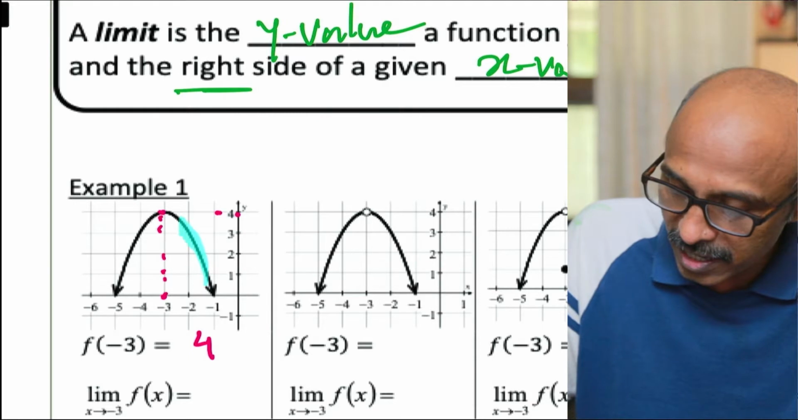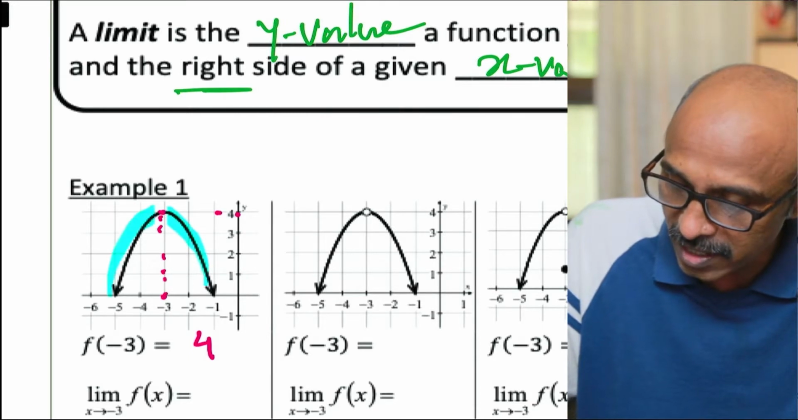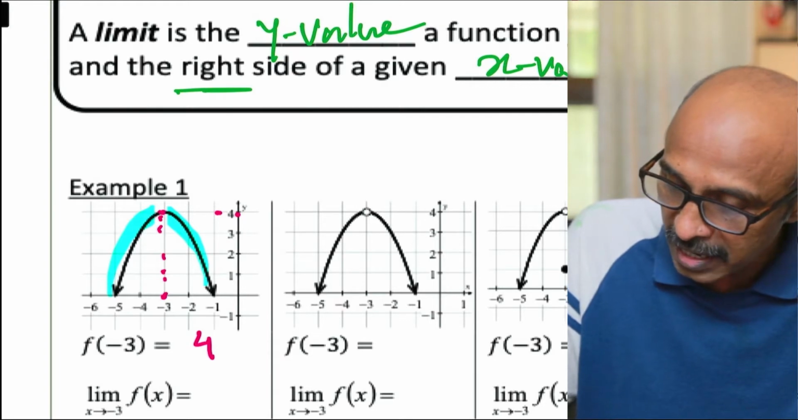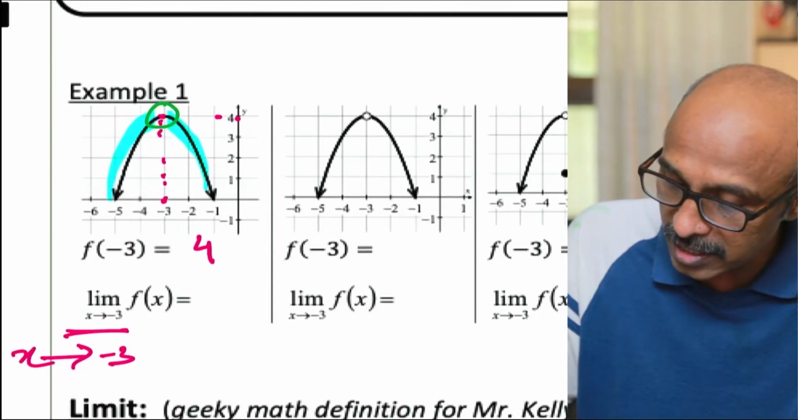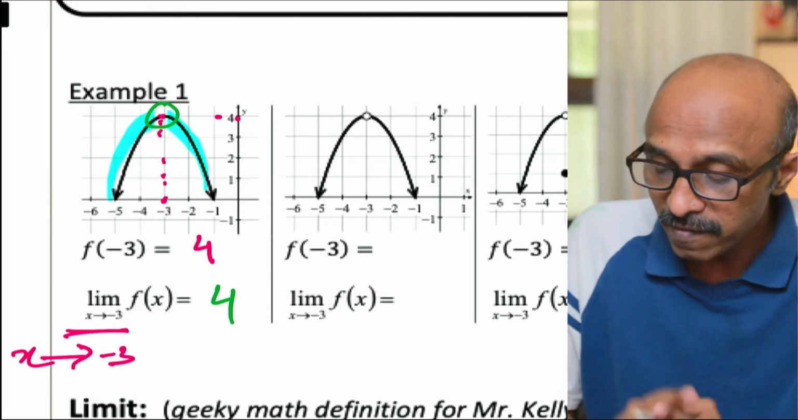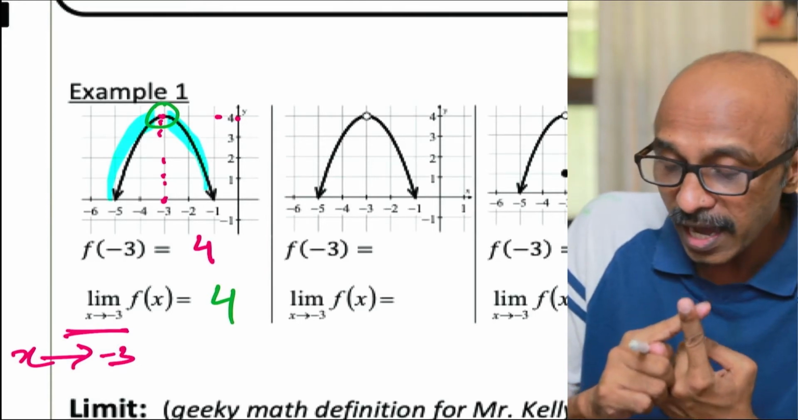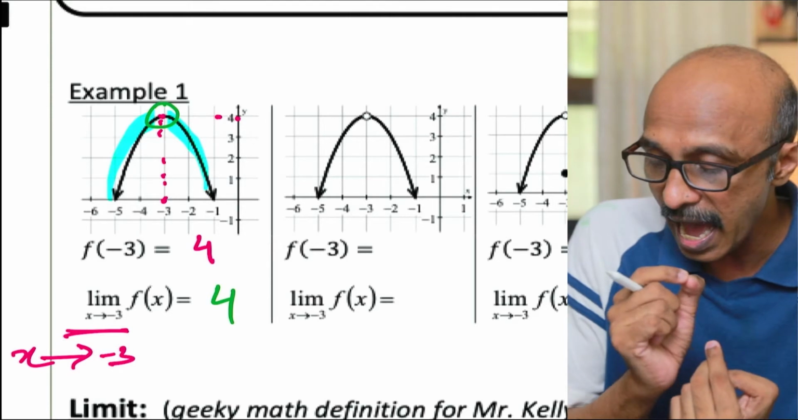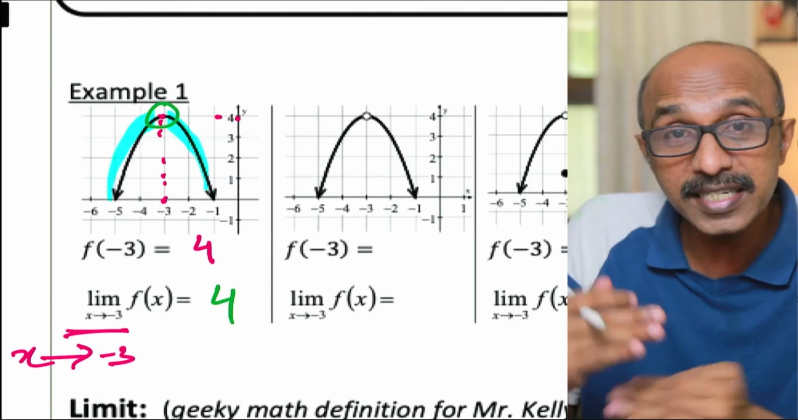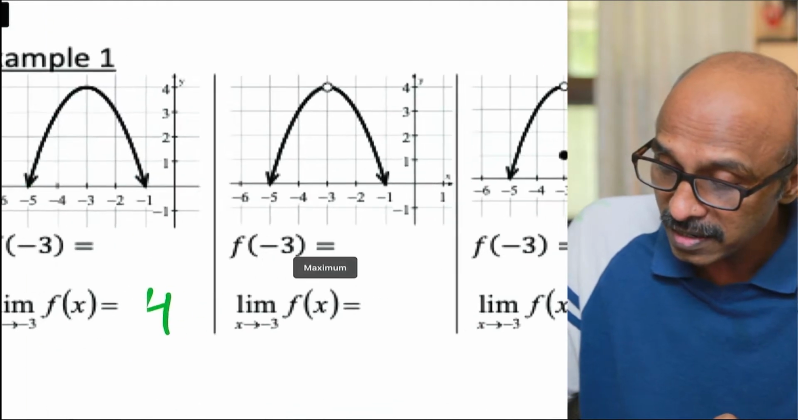It's from the left-hand side and from the right-hand side, okay? From the left-hand side and the right-hand side, the y value that the function is approaching is also, in this case, 4. So in this case, we have the value of the function and the value of the limit of the function at that point, limiting value x approaching -3, the same. And let's take a look at the other example.